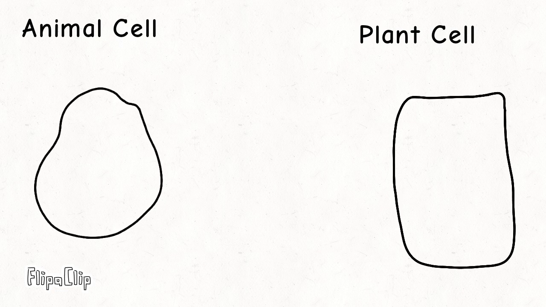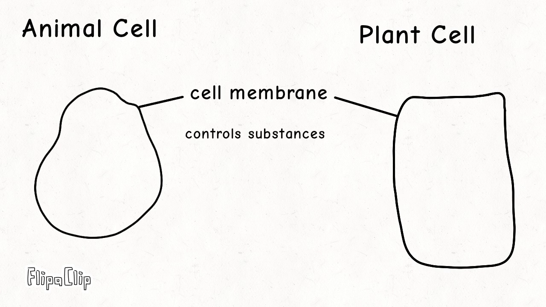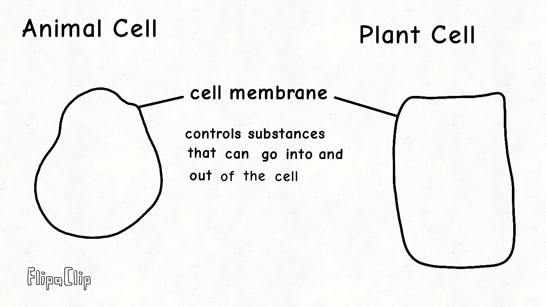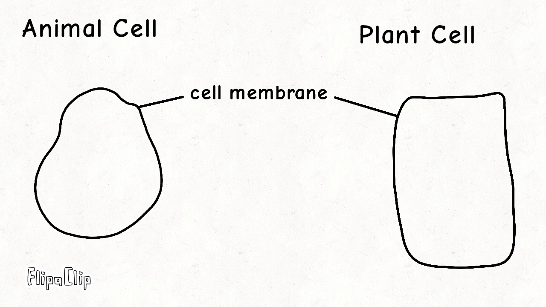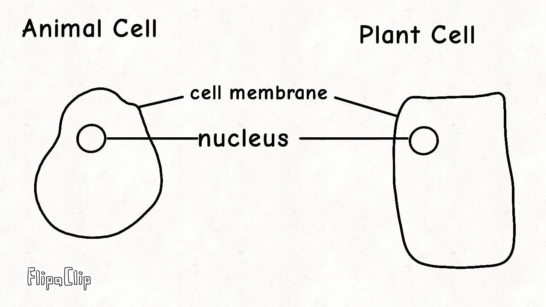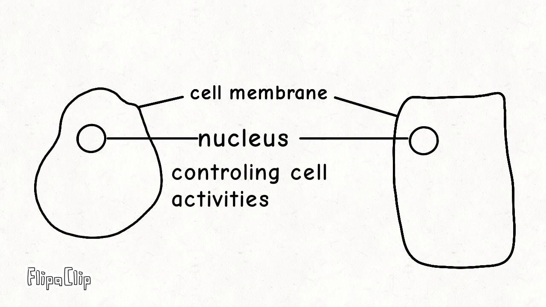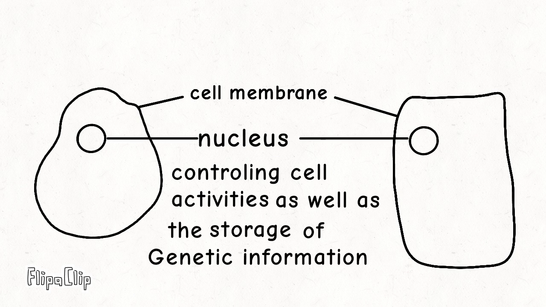Firstly, both cells are made of a cell membrane, which controls substances that can go into and out of the cell, just like a guard at a gate. Both types of cells contain a nucleus that is responsible for controlling cell activities as well as the storage of genetic information on threads of DNA called chromosomes.